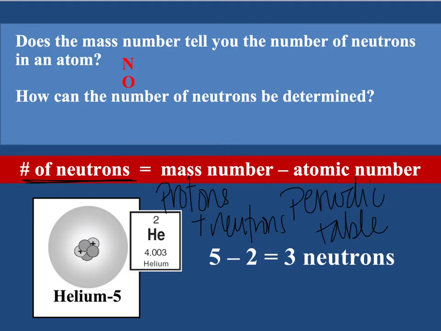So for example, if I asked you how many neutrons does helium have in it, so here's the periodic tile of helium, and we know that helium's atomic number is 2. We know that they told us here that this is helium 5, and again we can verify by counting what's in the middle. So 1, 2, 3, 4, 5. So 5 minus 2 equals 3. 3 neutrons. It's a simple subtraction. You just have to remember what you're minusing from what.